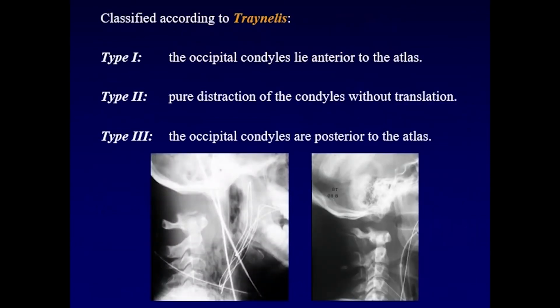They were classified into 3 types. Type 1, the occipital condyles lie anterior to the atlas. Type 2 is a pure distraction injury of the condyles without any translation. And type 3, the occipital condyles are posterior to the atlas.